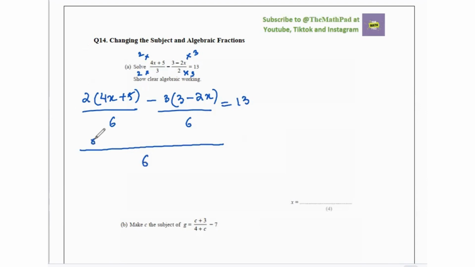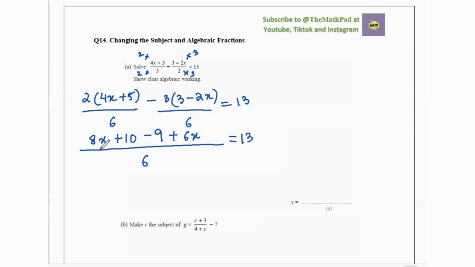2 times 4x is 8x. 2 times 5 is 10. This negative sign gets distributed with all of the terms in the bracket. You just don't write minus 9 and minus 6x. That's wrong. You're multiplying -3 with 3 and -3 with -2x. So -3 times 3 is -9. -3 times -2x is +6x. Please make sure that you're using the negative sign. If you don't use it, your answer will be incorrect. This is a very common mistake that students make.